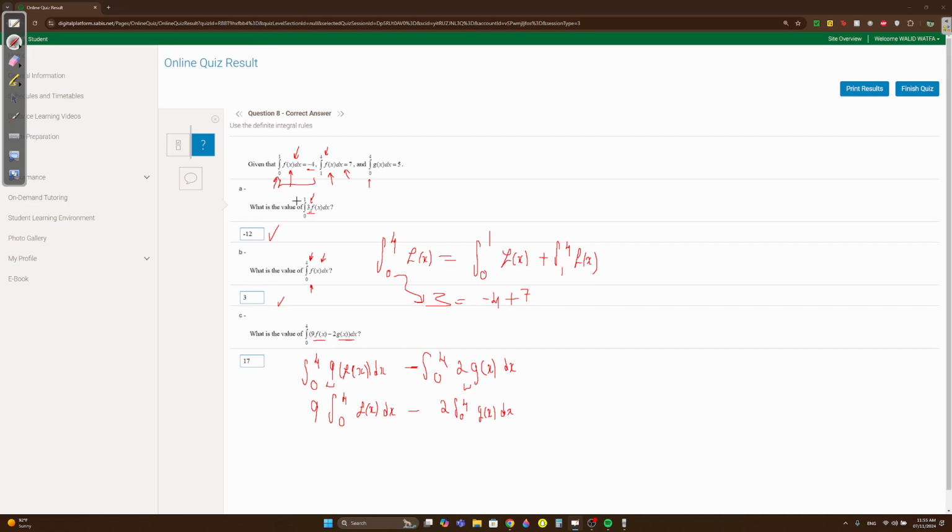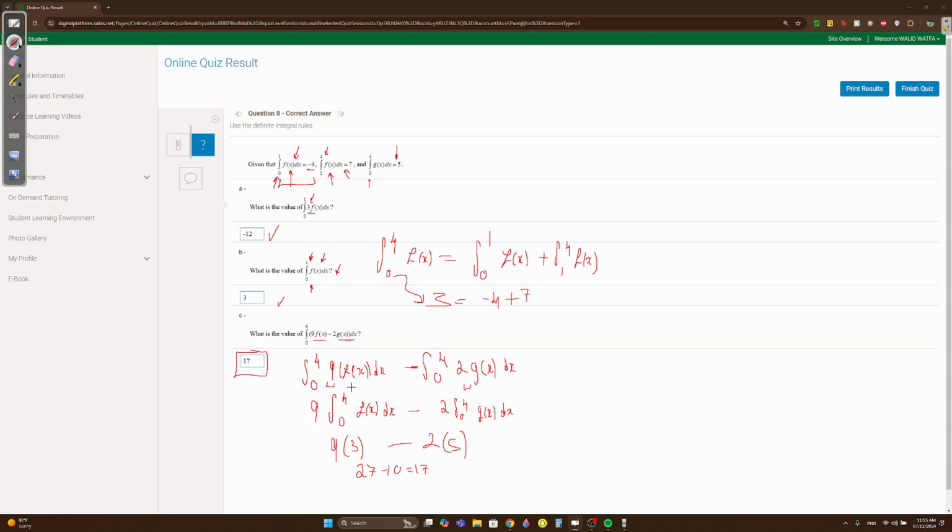Okay, I know what 0 to 4 f of x is. We just found it now, right? 3. So it's going to be 9 times 3 minus 2 times, how much is g of x dx? It's 5. So easy, guys. 27 minus 10, which is equal to 17.